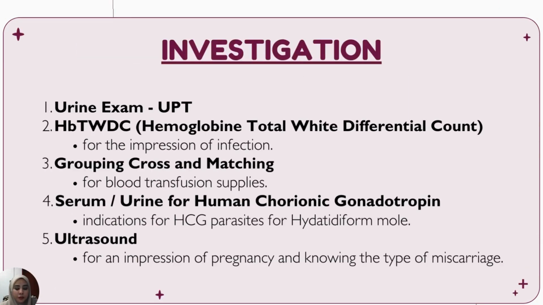There are a few investigations that will be performed to confirm the diagnosis of abortion, which are urine examination such as urine pregnancy test, hemoglobin, total white differential count, group and cross matching, serum or urine for human chorionic gonadotropin, and ultrasound.